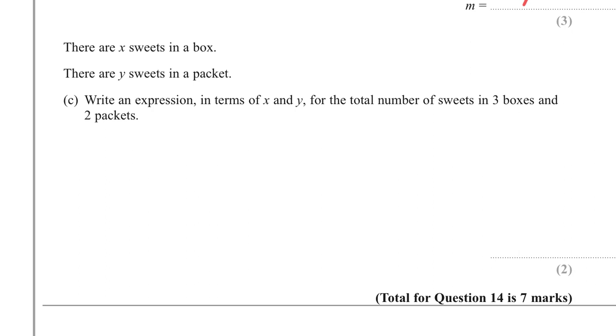Okay. We've got to write an expression, so it's going to be something like 4y plus 3x, or something like that. Oh yeah, easy, we can do this. There are x sweets in a box. We've been told we've got 3 boxes. And we've got y sweets in a packet. And we want 2 packets. So if there's x in each box and we have 3 boxes, we can just say the total amount in all the boxes is 3x.